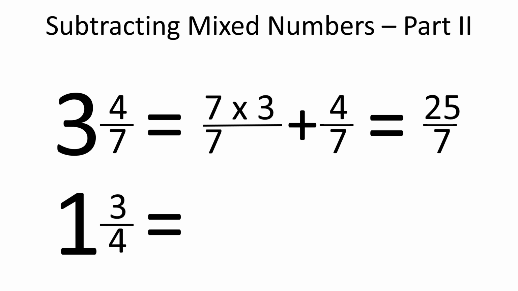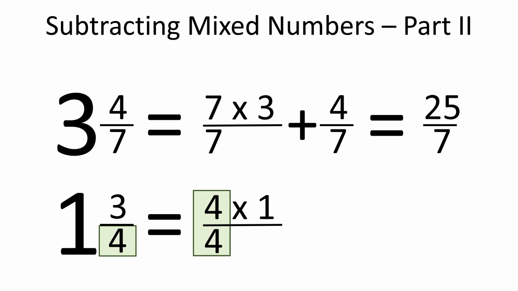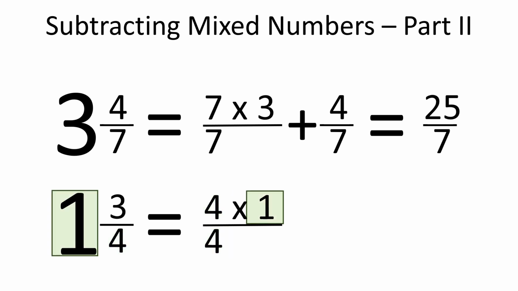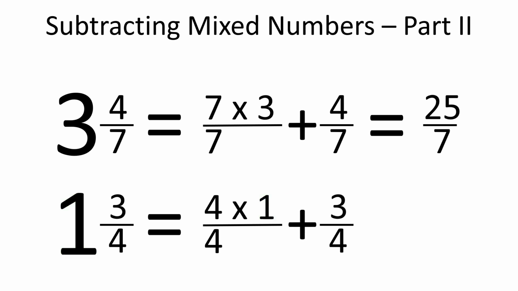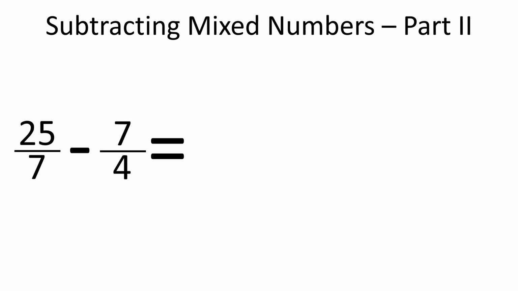Now, let's do the same with 1 and 3 over 4. Here, the whole was divided into 4 parts because there is 4 in the denominator. So 1 whole is equal to 4 over 4. As we have 1 whole, we have to multiply the numerator by 1. And then we have to add to that 3 over 4. That way, we represented 1 and 3 over 4 as 7 over 4. That way, we have 25 over 7 minus 7 over 4.